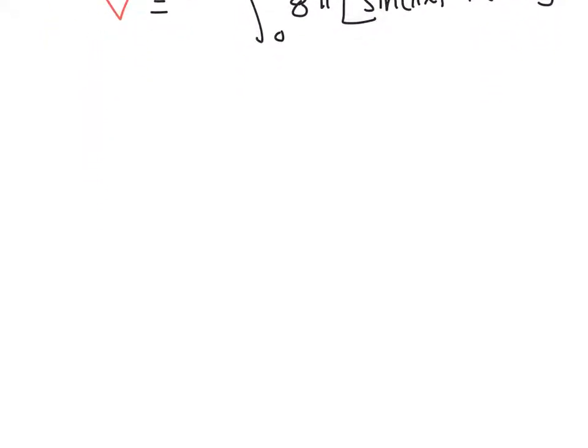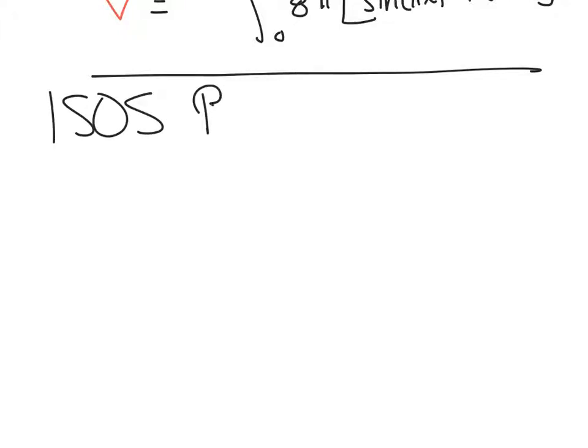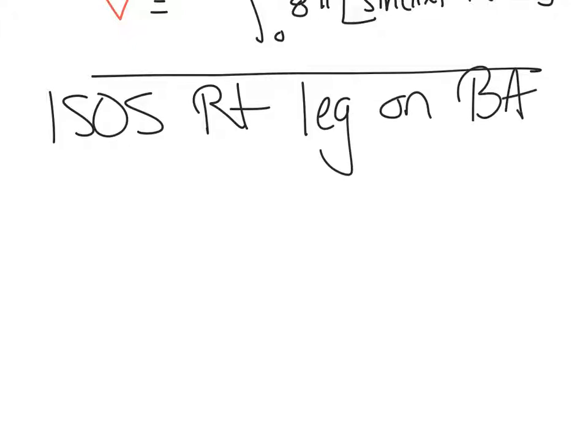Alright, we're going to keep chugging. Our goal is to ace this. We've got 3 triangles you have to know. We have the isosceles right with the leg on the base. Now again, I don't think this is rocket science. Just slow down and draw the picture.